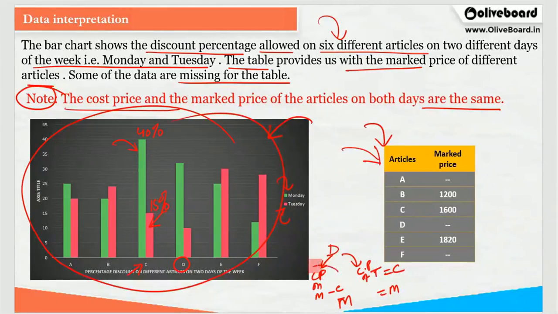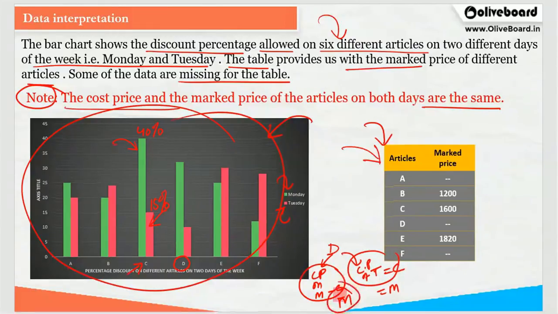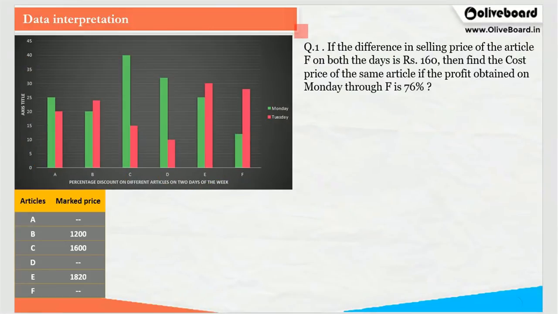So basically the cost price of the article on both the days is the same, and the mark price of the article on both the days is also the same. I hope you have understood the basic information that is being provided using the bar graph and the table, and what the note was. Now, after getting the idea of the bar graph and the table, let's straight away move on to the question. So this is our question number 1.